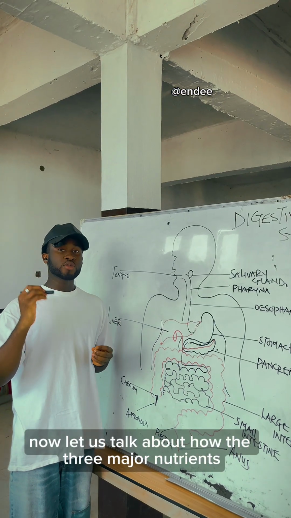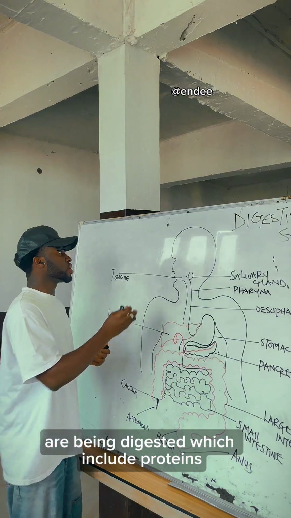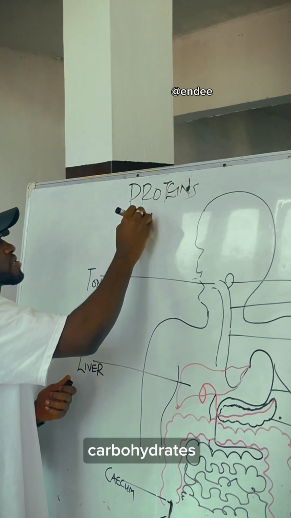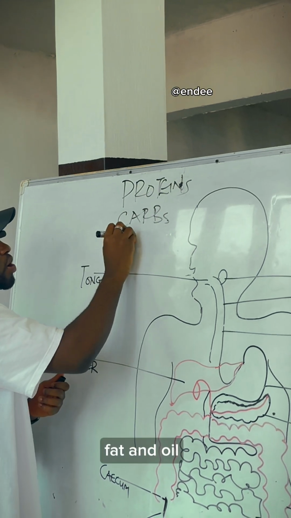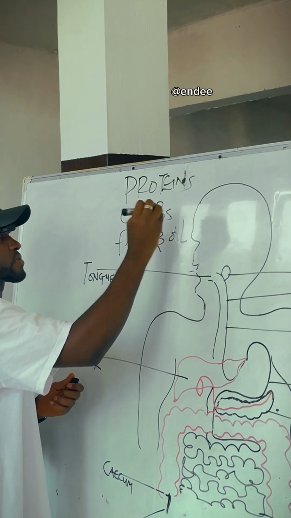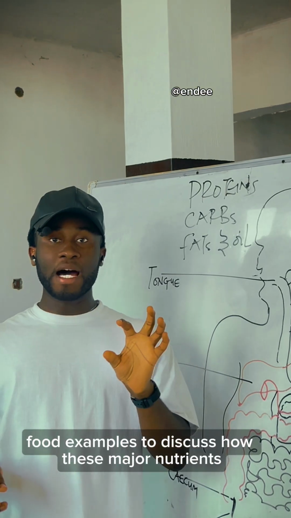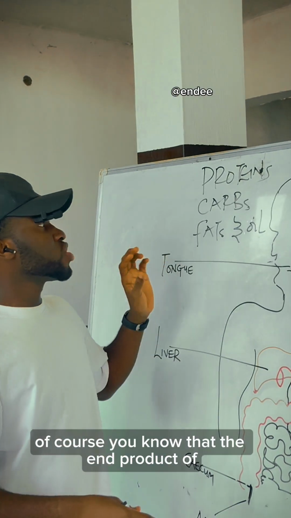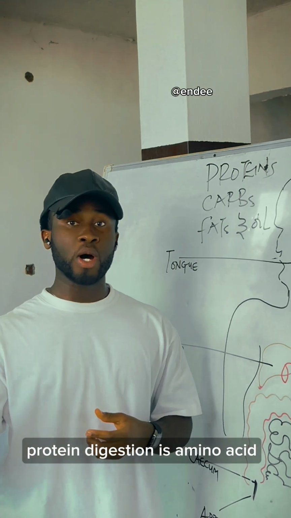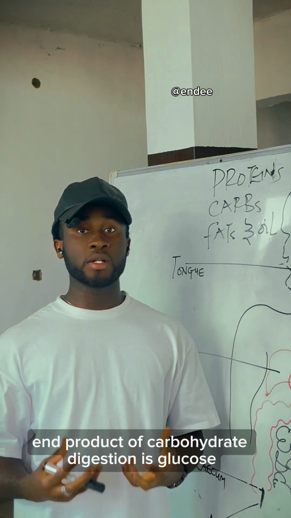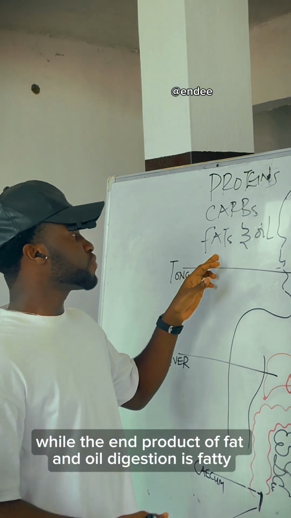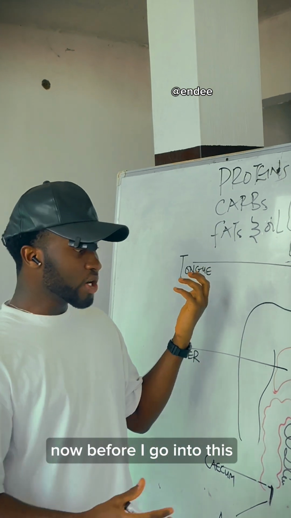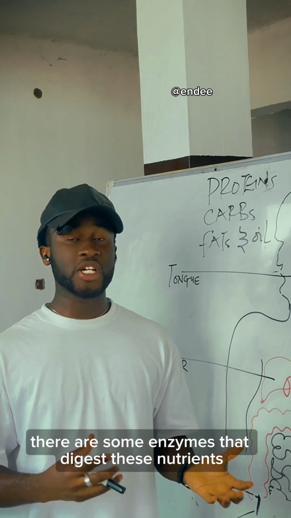Now let us talk about how the three major nutrients are digested, which include proteins, carbohydrates, fat, and oil. We are going to be using food examples to discuss how these major nutrients are digested in the body. Of course, you know that the end product of protein digestion is amino acid. The end product of carbohydrate digestion is glucose or monosaccharide, while the end product of fat and oil digestion is fatty acid and glycerol.